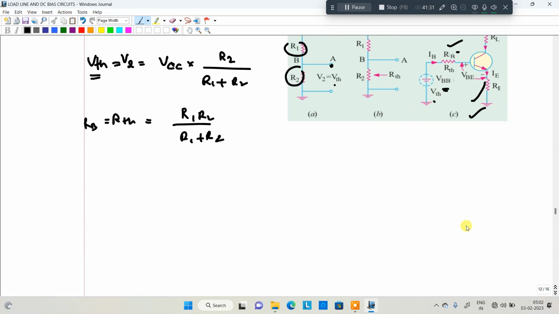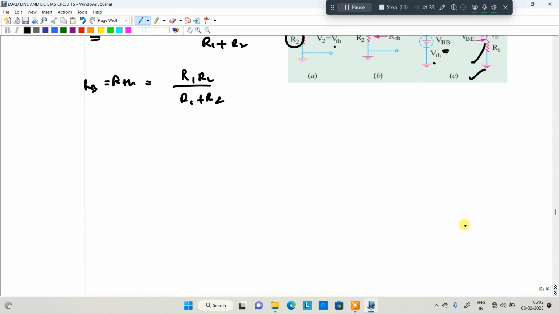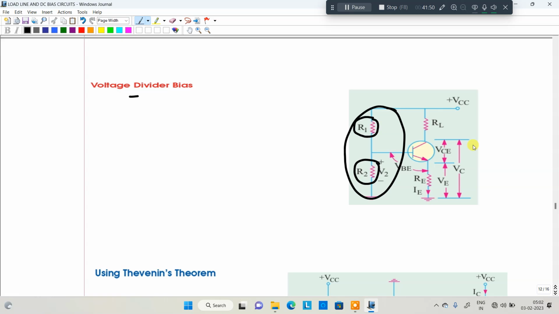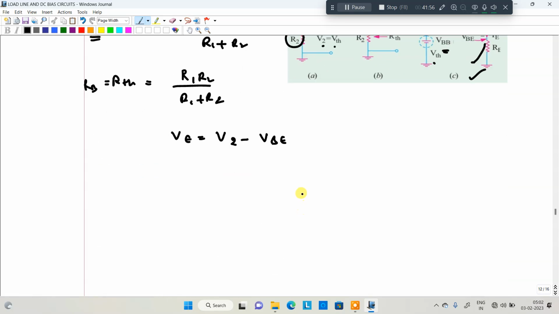Okay. So now we are moving to emitter voltage. You want emitter voltage, which is equal to V2 minus VBE. How is it V2 minus VBE? This particular voltage V2 is present across here, and V2 minus VBE is equal to VE. That's the formula here. Next, IE is equal to VE divided by RE.